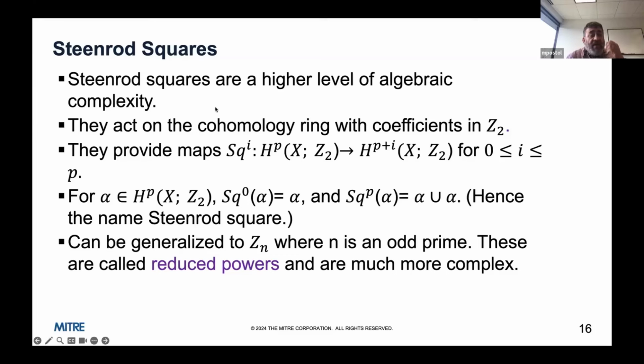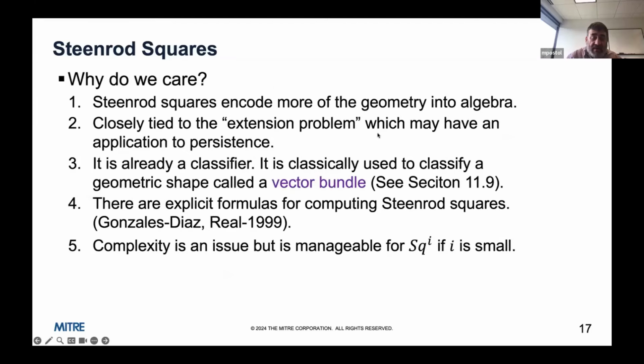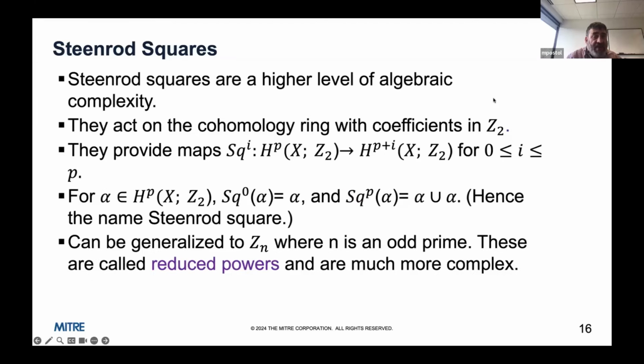So Steenrod squares are going to change things actually into an algebra over an algebra. They're much more complicated algebraic structures. And what they do is they act on the cohomology ring with coefficients in Z2, which is nice. Again, in topological data analysis, we usually do things over Z2 anyway.